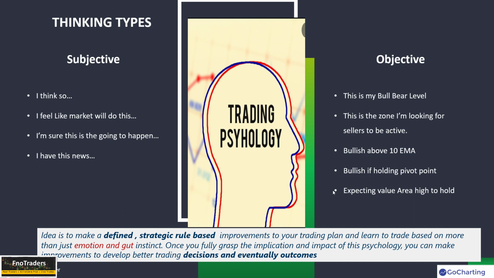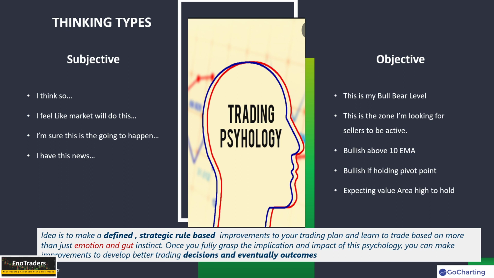Then another is the value area concept. So you also have levels based on value area, on the basis of which you define your bullish or bearish plan. Okay? What is the idea? The idea is to make defined, strategic and rule-based improvements to your trading plan and learn to trade based on more than just emotion and gut. So you want your trading to evolve from subjective to objective. Once you fully grasp the implication and impact of this, you can make large improvements to both your trading decision making and eventually the outcome. So your decision making and outcome will eventually improve based on this for sure.